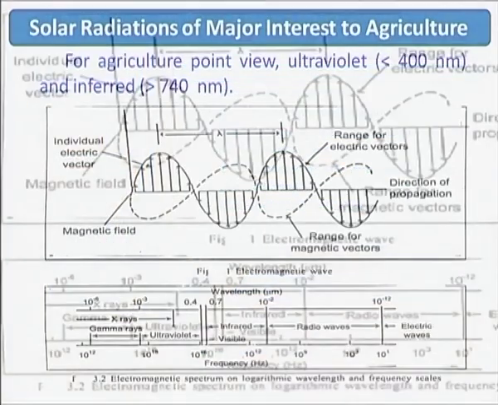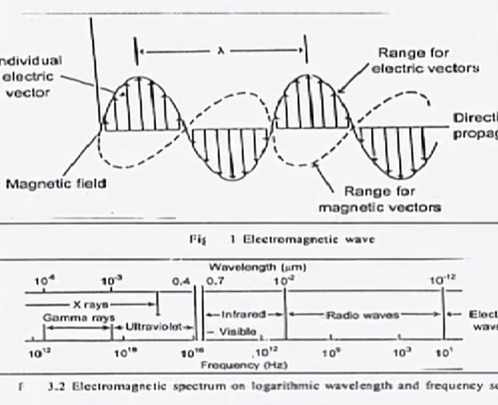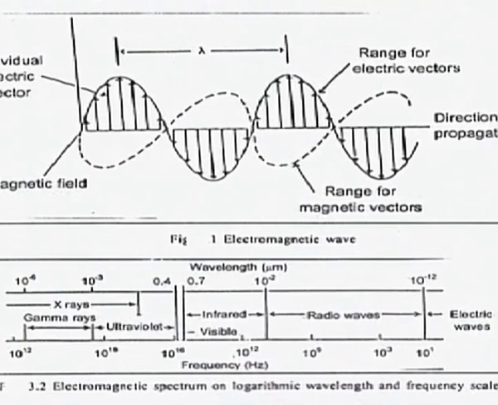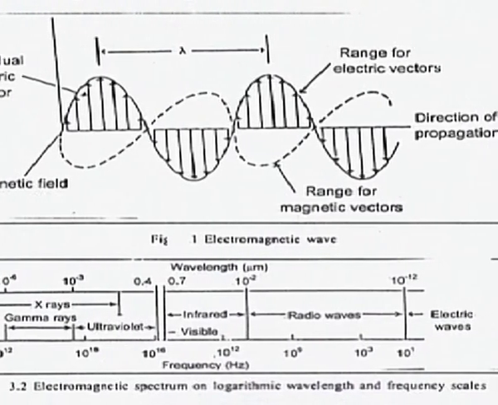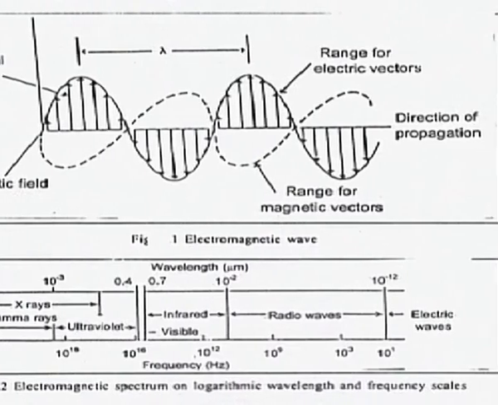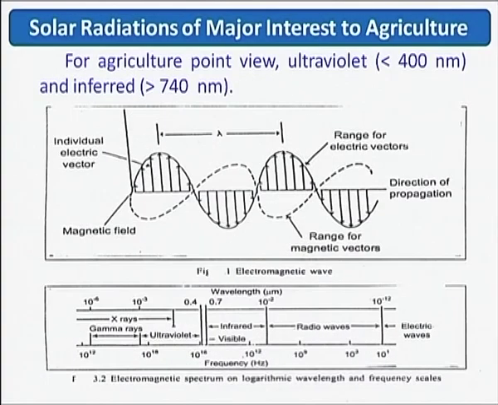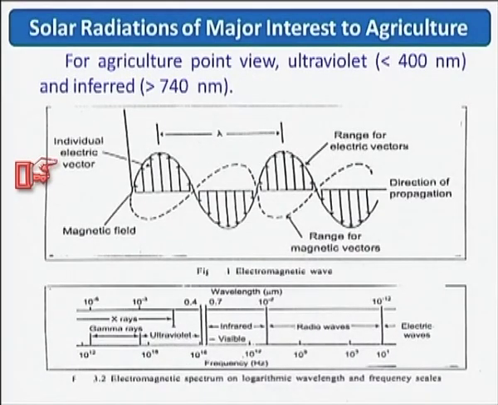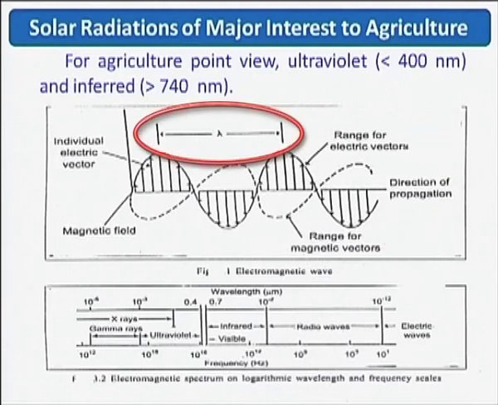sun. Now next is about the solar radiation of major interest to agriculture. We know that solar radiation comes in terms of different electromagnetic waves. So this graph shows that in different individual electric vectors, the solar radiation is coming toward the earth's surface in a particular direction of propagation. So these elevations are known as the individual electric vector. The distance between these two peaks is known as lambda, and it is called the wavelength.